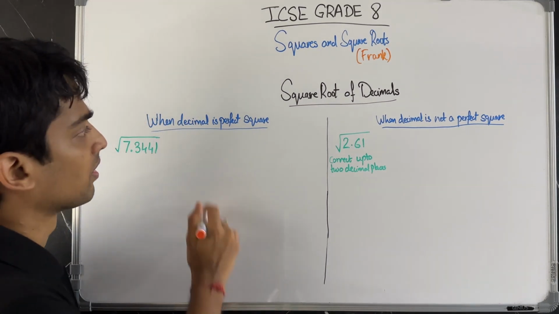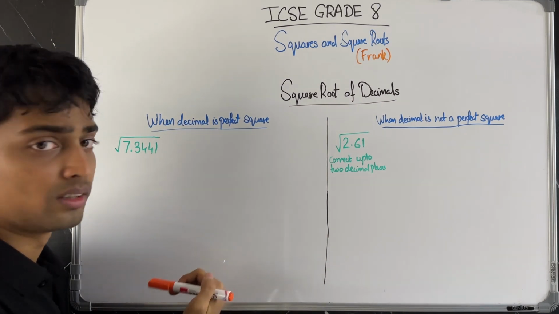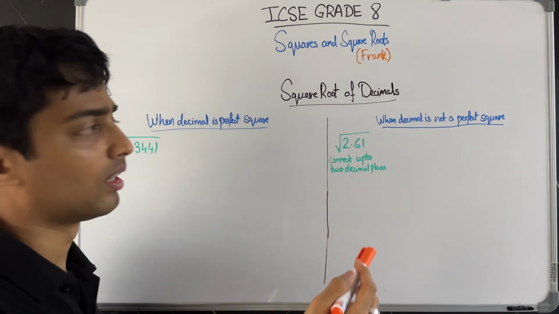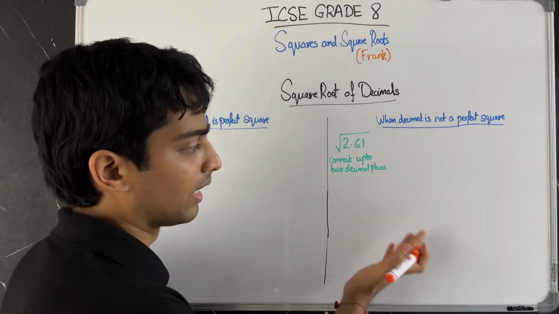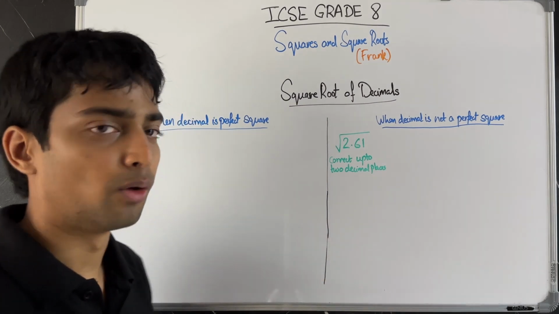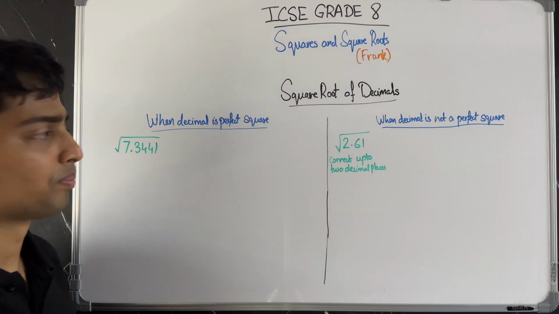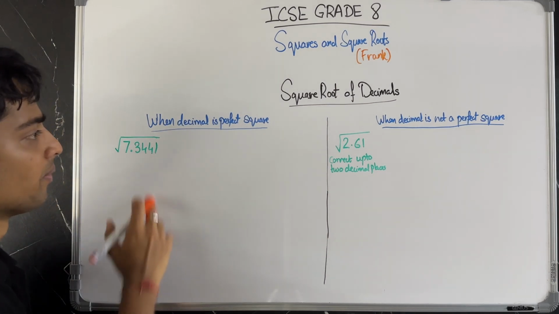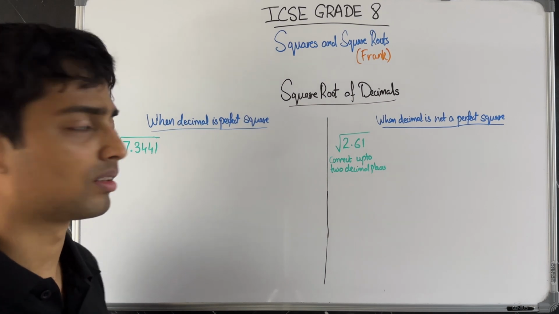There are two cases. When the decimal is a perfect square, then there is no problem, we will get zero remainder. But the other case is when the decimal is not a perfect square. That means we'll always keep on getting a remainder. So we'll look at how we can do that. When the decimal is a perfect square, so we have the number 7.3441. We'll do the same method we used to do for the integers.